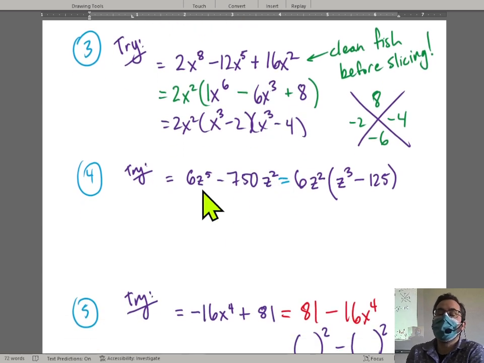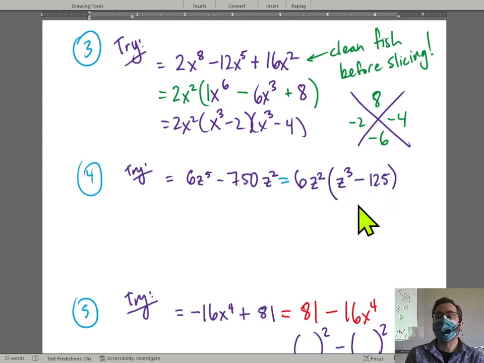Number 4, we look here and we always want to think, is there a common monomial that we can factor out? What can we factor out of both of these? It was 6z squared, and then what remains is z cubed minus 125. Can you raise your hand if that makes sense? Okay.